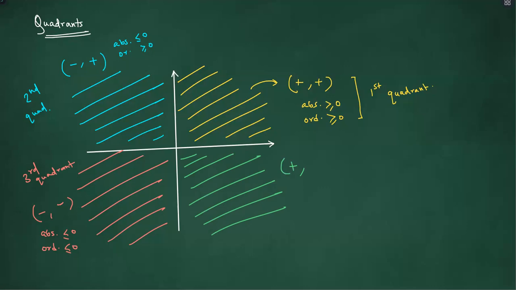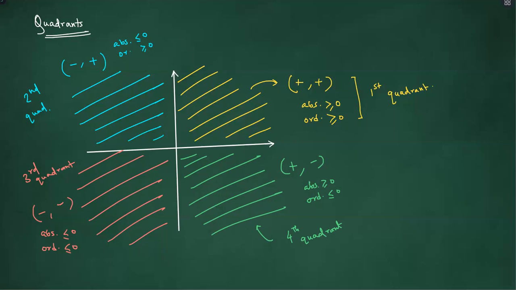Y coordinate is below the x-axis, so it is going to be negative. So here the abscissa is going to be greater than 0, but the ordinate is going to be less than or equal to 0. And this quadrant we refer to as the fourth quadrant. So these are the quadrants and their sign notations.